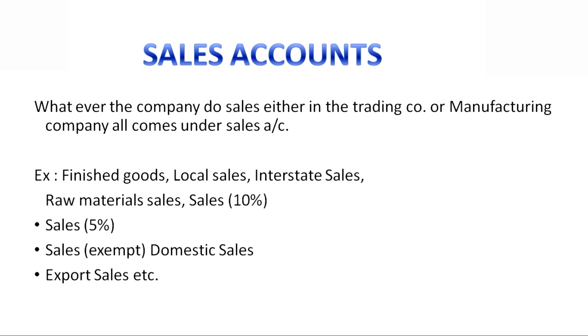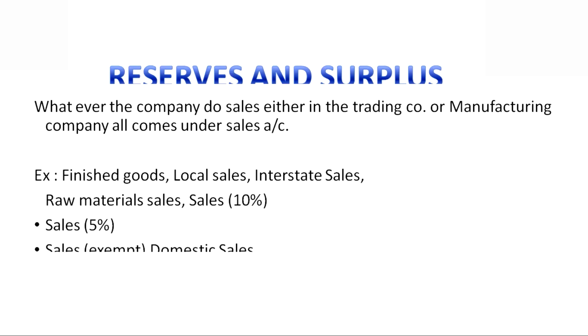Next, what is sales account? Whatever the company does sales, either in the trading company or manufacturing company, all comes under sales account. Example for sales accounts are finished goods, local sales, interstate sales, raw material sales, sales at 10%, sales at 5%, sales at exempt, domestic sales, export sales, etc.